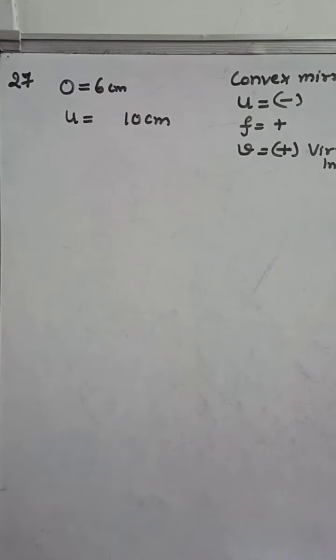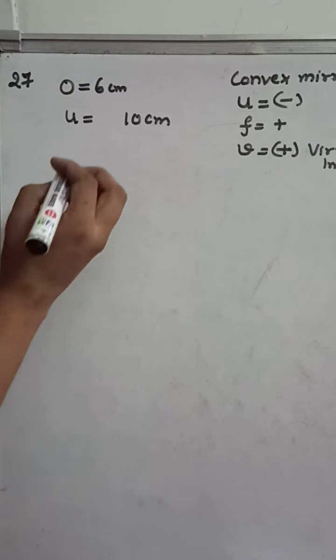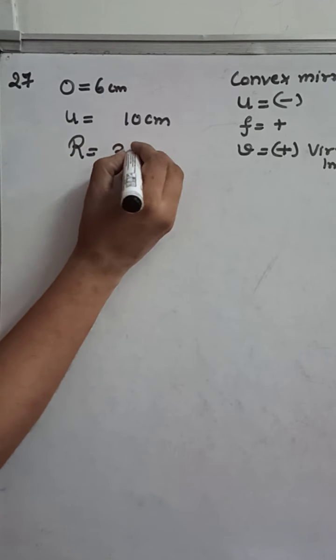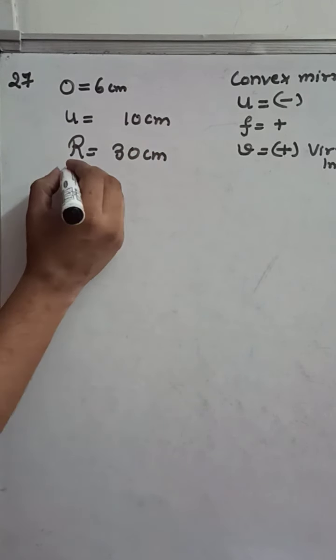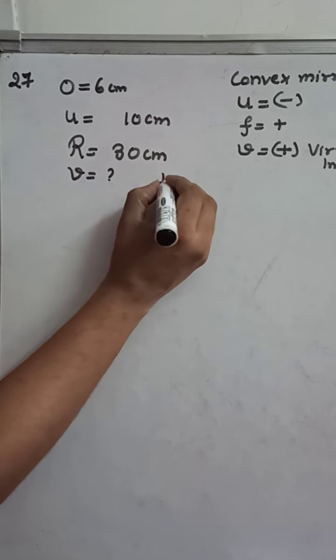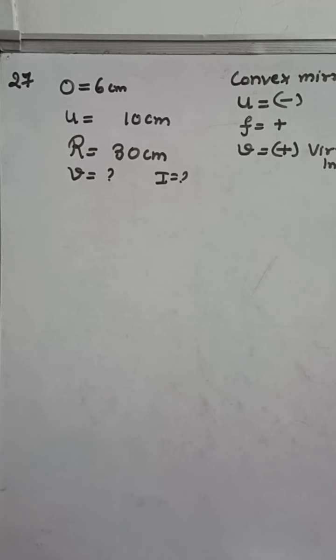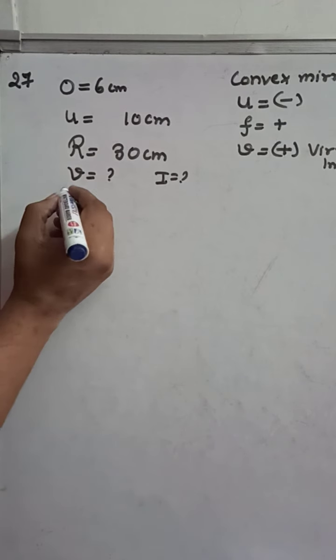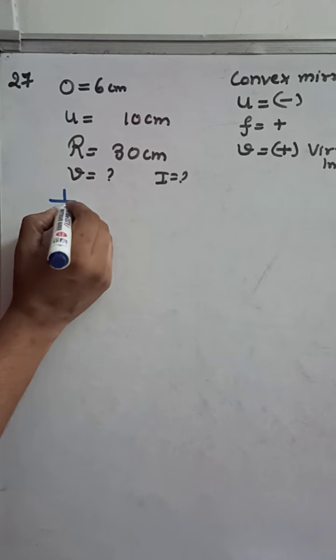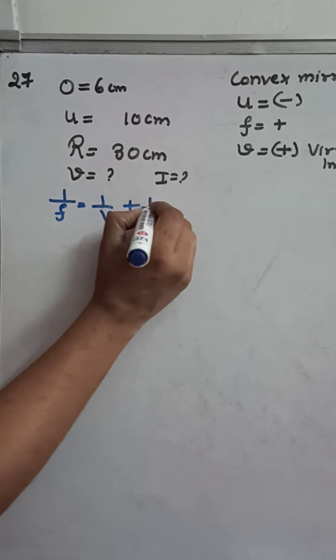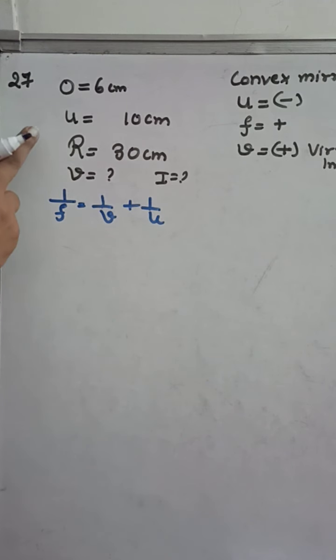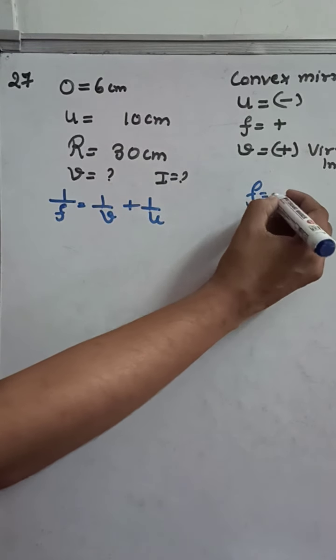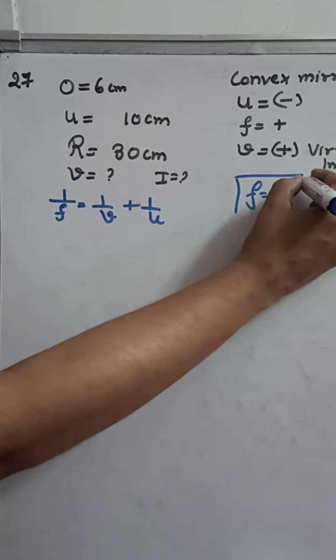Clear? Now we will continue. The radius of curvature is given to us in this question, that is 30 centimeter. And we have to find the nature and position of the image. So what is the mirror formula? First of all we will be using the mirror formula 1 upon f equals 1 upon v plus 1 upon u. But here object distance is given to us, focal length is not given. So we have to take it out from the radius of curvature. So focal length is equal to r by 2.